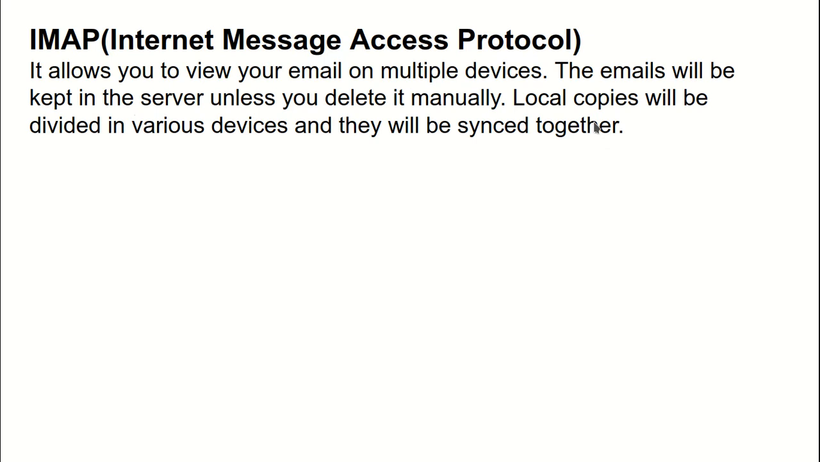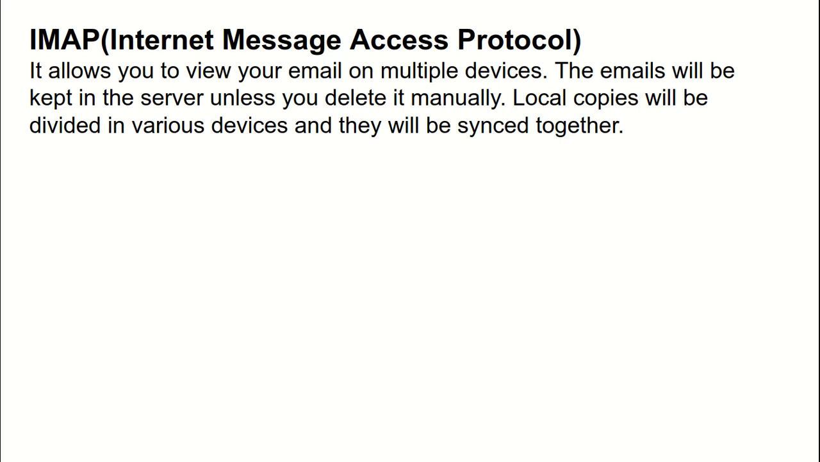So local copies will be distributed across various devices. One email will be divided into multiple copies, and those copies will be distributed on multiple devices. Let's say the email is present on the laptop. The email copy is also present on the mobile phone, and that email copy is also present on the iPad. These copies will be distributed across various devices and they will be synced together.